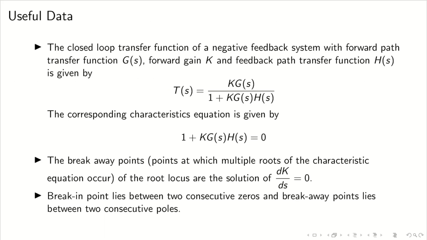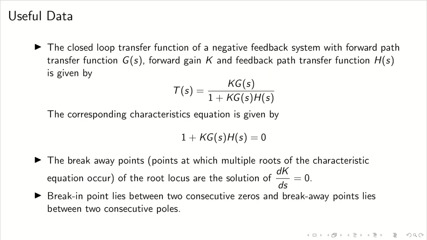The key concepts to solve this problem are as follows. The closed loop transfer function of a negative feedback system with forward path transfer function G(s), forward gain K, and feedback path transfer function H(s) is given by T(s) equal to K times G(s) divided by 1 plus K G(s) H(s), and the corresponding characteristic equation is given by 1 plus K G(s) H(s) equal to 0.